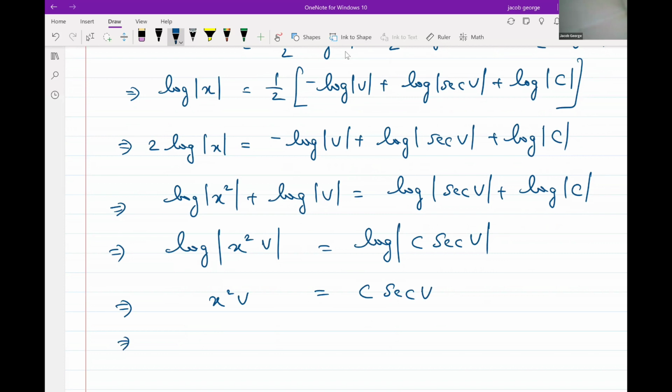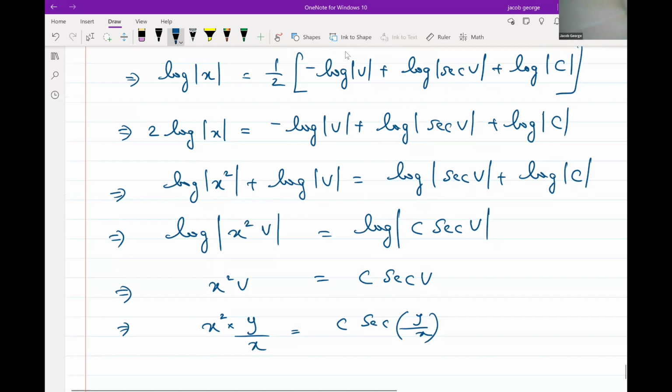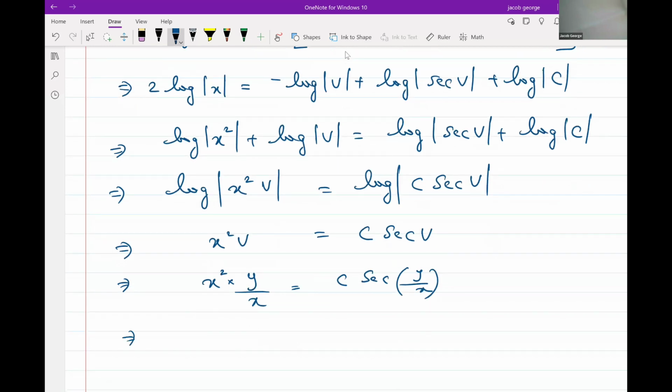Finally, we substitute for v. What is v equal to in this question? v is y by x. That means x square into y by x is equal to c into sec y by x. Now we cancel x and x square. So we get xy is equal to c sec y by x. This is the final answer.